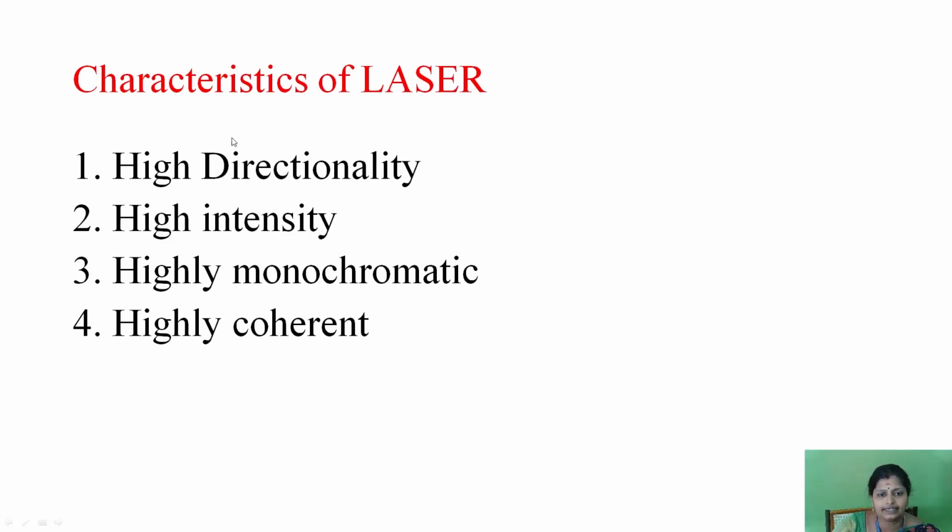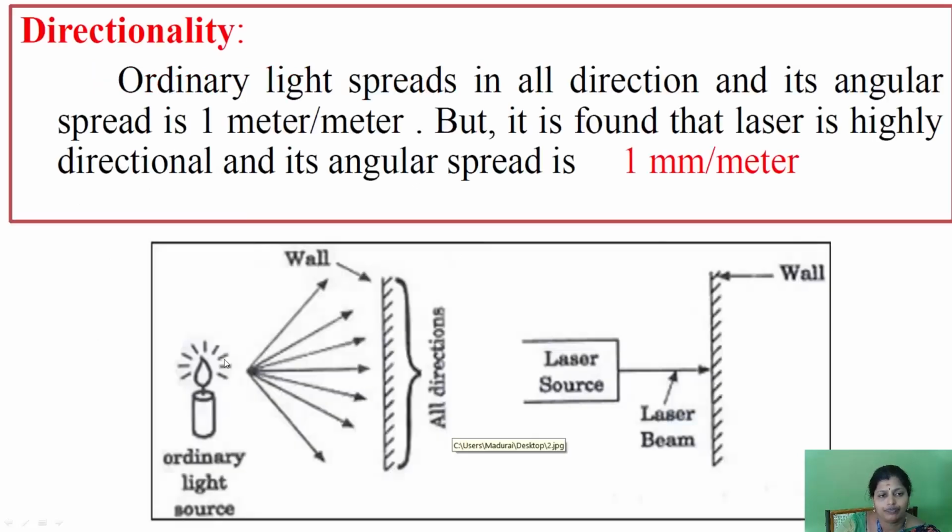And next, characteristics of laser. Four important characteristics are analyzed. First one, high directionality. Second one, high intensity. Third, highly monochromatic light beams. And fourth one, highly coherent beam.